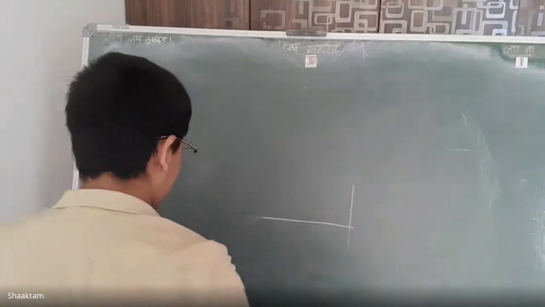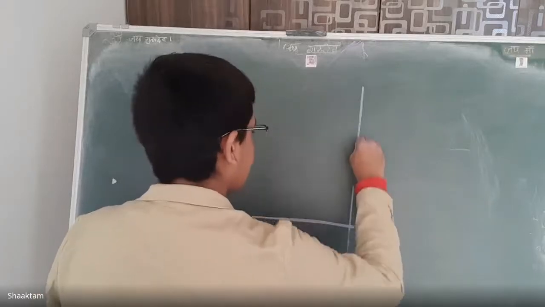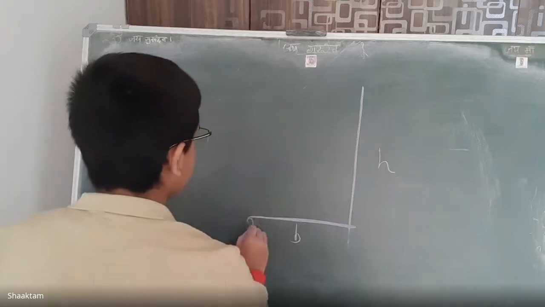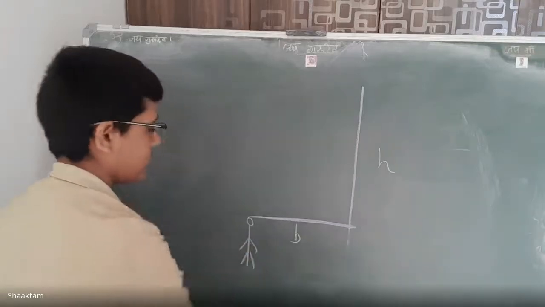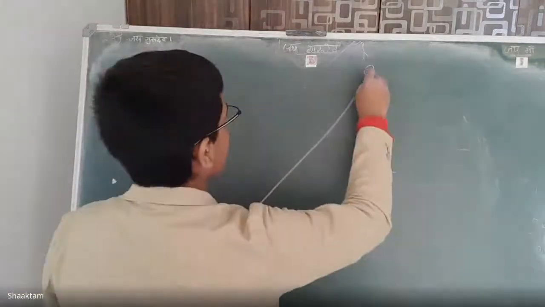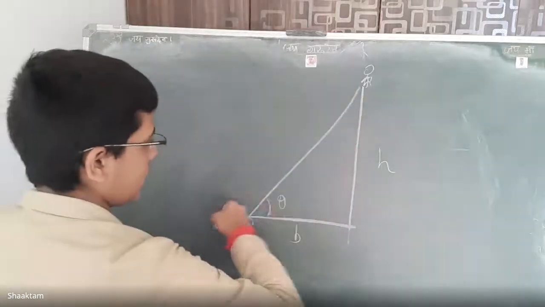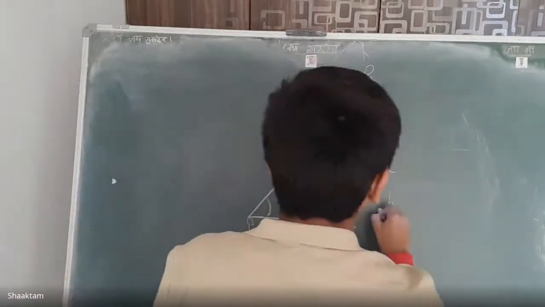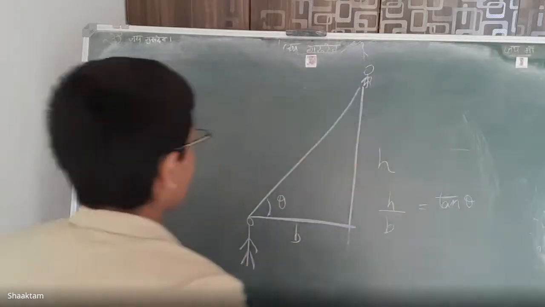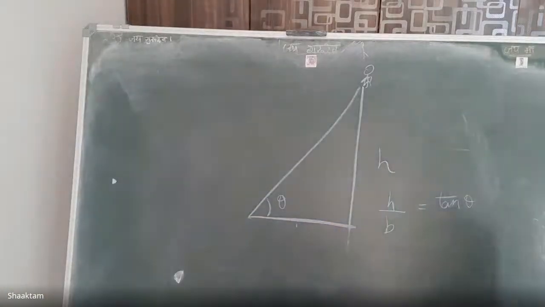Let's say this is the ground of length B. This is a tower of height H. Let me put Shreyansh thrust his head a bit below the ground. So the angle with which you'll have to see Atreyo is theta. And H by B is tan theta. Okay, now that is about angle of elevation.